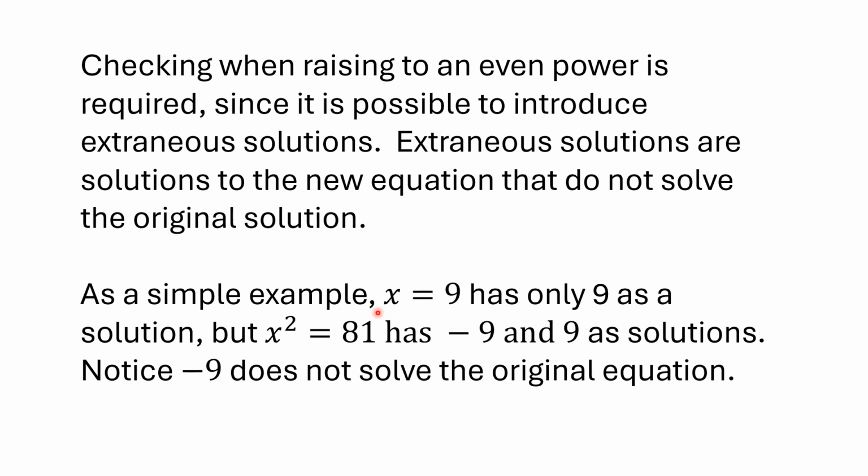As a simple example, x equals 9 has only 9 as a solution, but x squared equals 81, both sides squared, has negative 9 and 9 as solutions. Notice negative 9 does not solve the original equation, hence the need for checking.